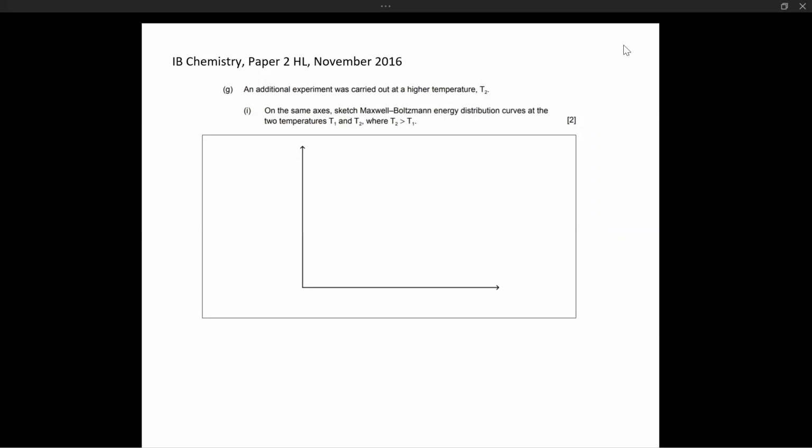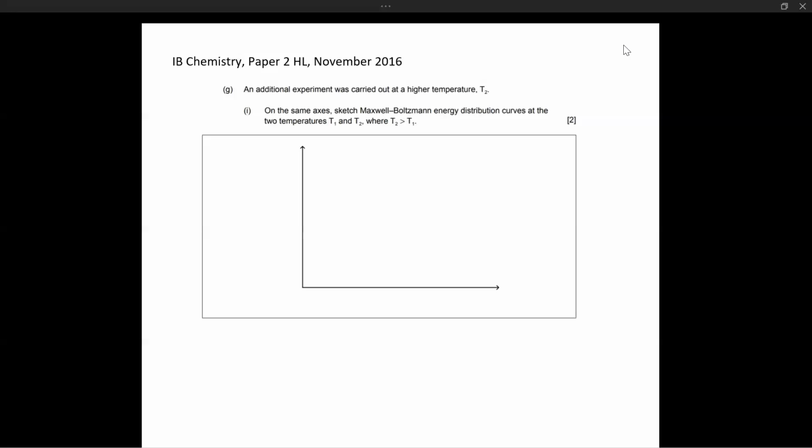In this video, we're going to be taking a look at a question from the IB Chemistry paper 2HR from November 2016. Now, this question is all to do with Maxwell-Boltzmann energy distribution curves, and this is from topic 6, basically, topic 6.1. I'm not sure if this is from the HL portion or not, but please check that out. If it's not from the HL portion, then obviously SL students don't need to know about this. But anyways, let's get on with it.